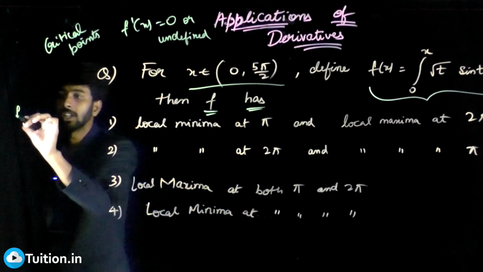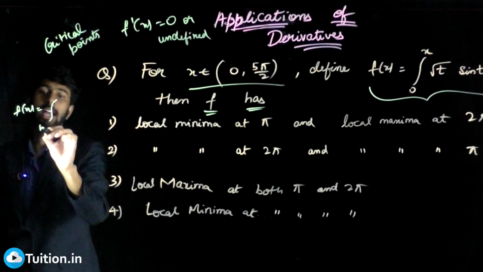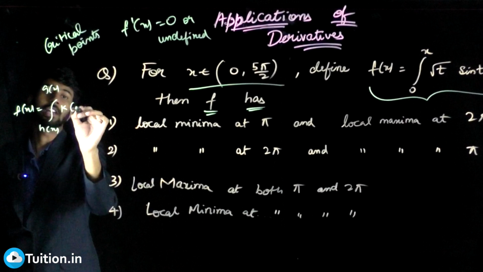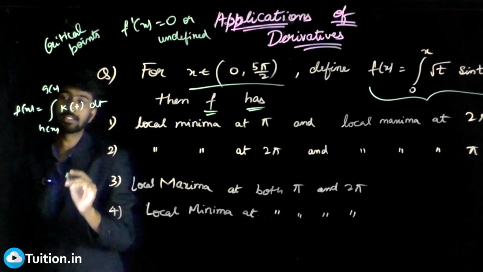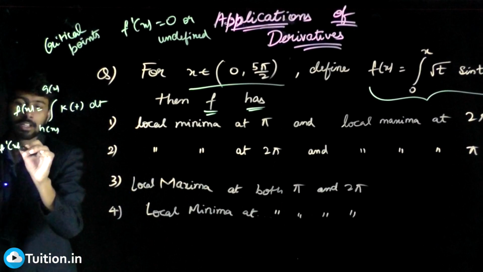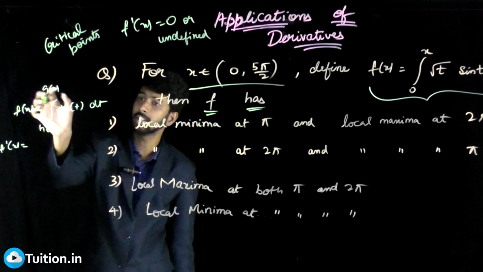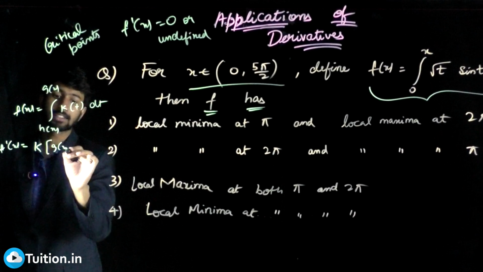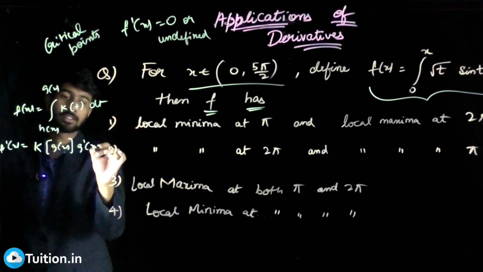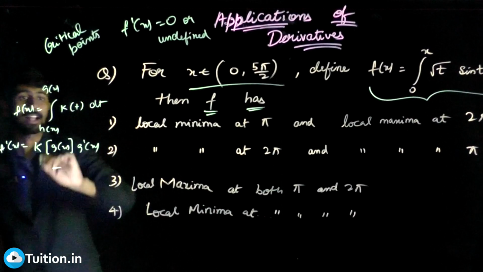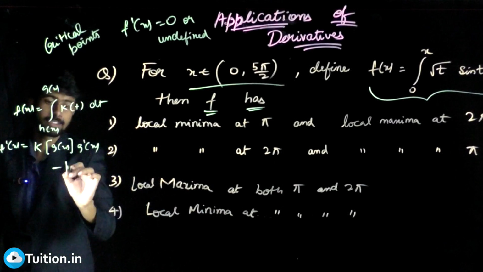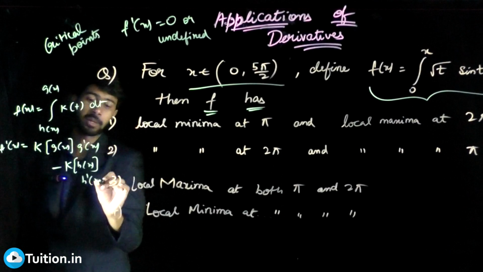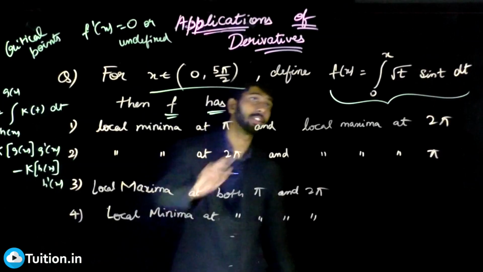If I have a function f of x, which is the integral from h of x to g of x of k of t dt, then to differentiate this, instead of t, put g of x inside k and multiply by the derivative of g of x, subtract, and now put h of x inside and multiply by the derivative of h of x. This is the way you do it. So I'll do the same thing here.